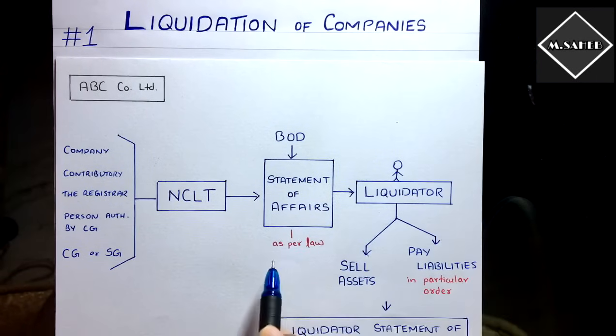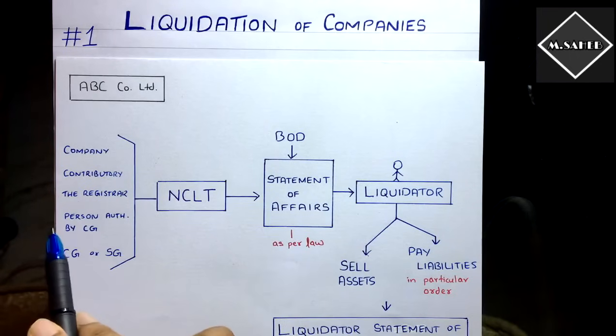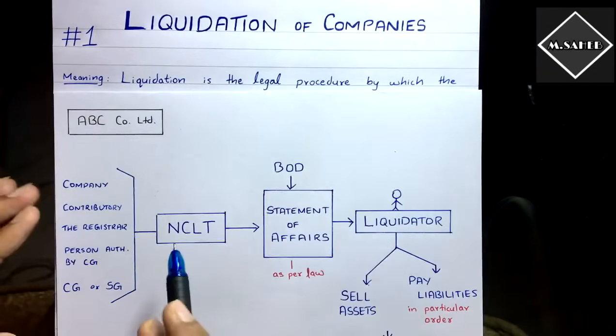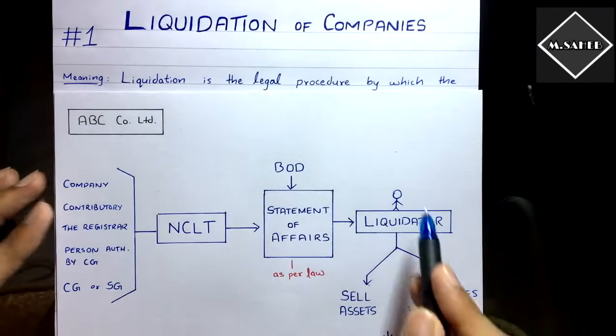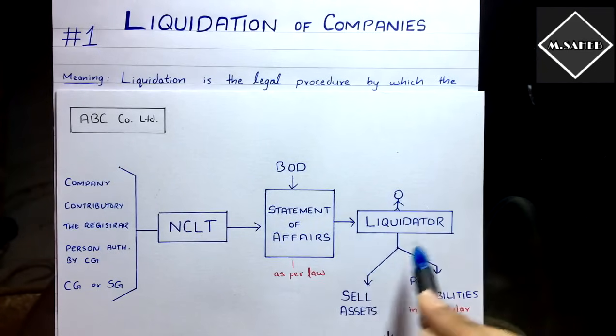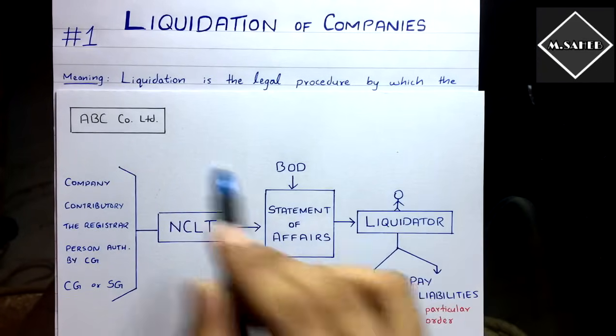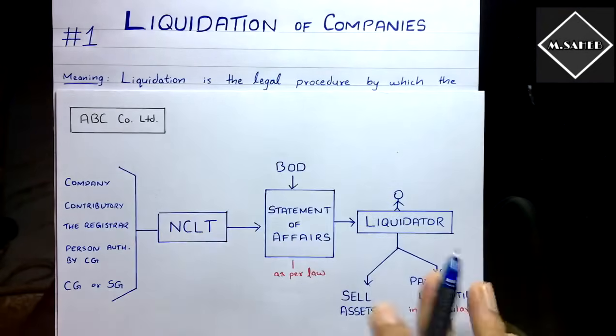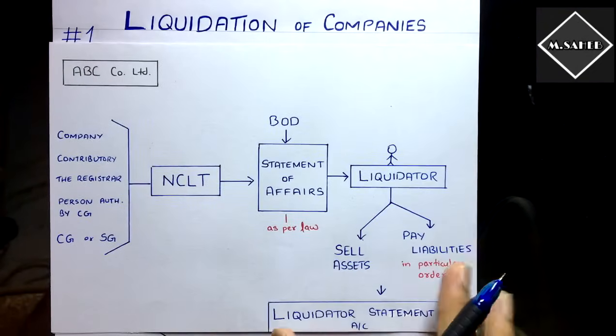It's fixed as per law, as per the Companies Act 2013. Then what will happen? If it's a compulsory liquidation, a compulsory winding up, then since it's done by the tribunal, the tribunal will appoint a liquidator. Who is a liquidator? A liquidator is any person who will carry out the liquidation process. He will sell off the assets, he will pay the liabilities and all that.